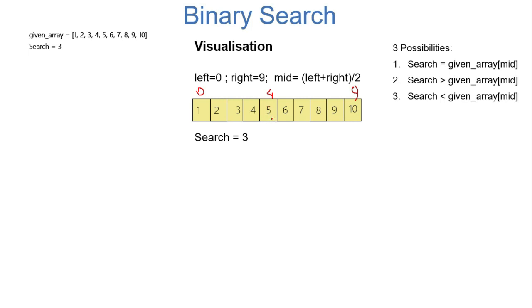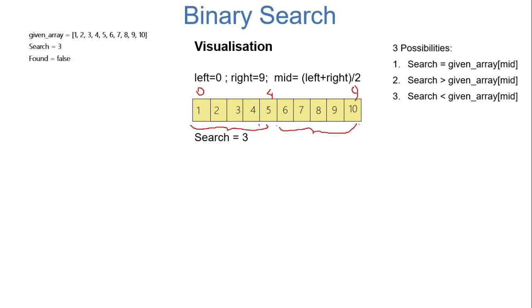If it's bigger than the given array mid, or bigger than 5, then the area of searching is on the right. We start from here up to here. The last possibility is my search less than the given array mid, which is less than 5. When my search is less than 5, then my area of searching is here, from index 0 up to mid or even before the mid, which is here. So let's see the program.